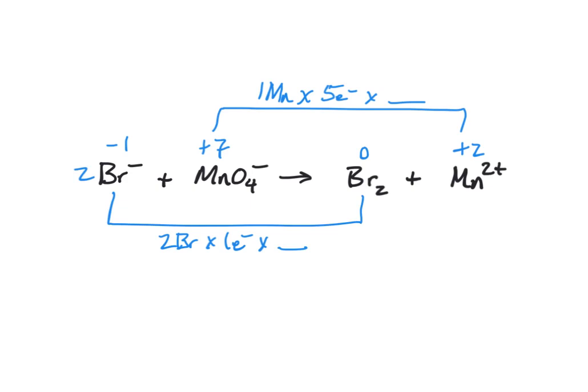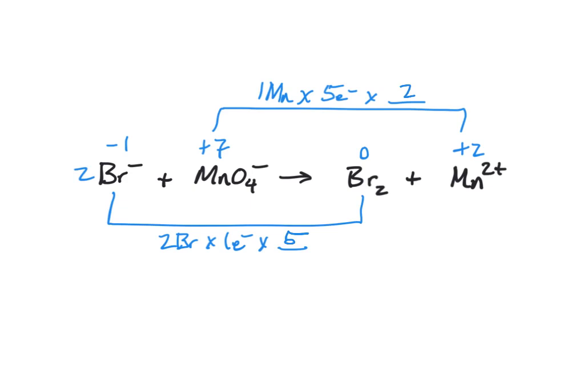So what do I have here? I'm in the process of exchanging 2 electrons for bromine and 5 electrons for the manganese. So in order for the electrons to balance out, I'm going to need to multiply my bromine by 5, or do it essentially 5 times, and I'm going to need to multiply my manganese by 2 and do that reaction twice.